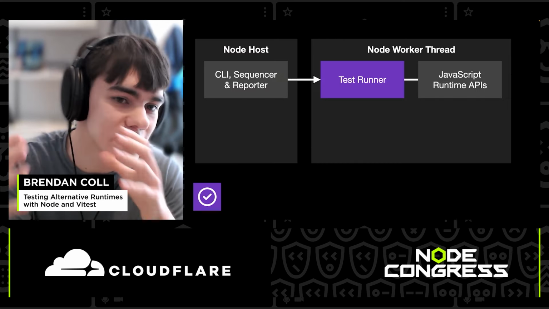Instead, our approach is to run the entire test runner inside Workerd and use WebSockets for communicating between the Node host and Workerd process. How do we actually do this? Fortunately, Vitest provides an API for implementing custom pools.